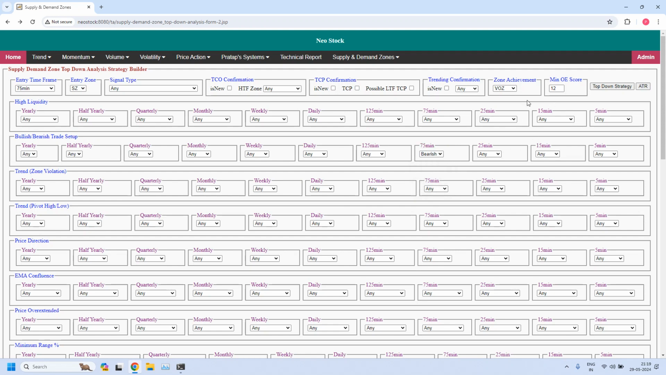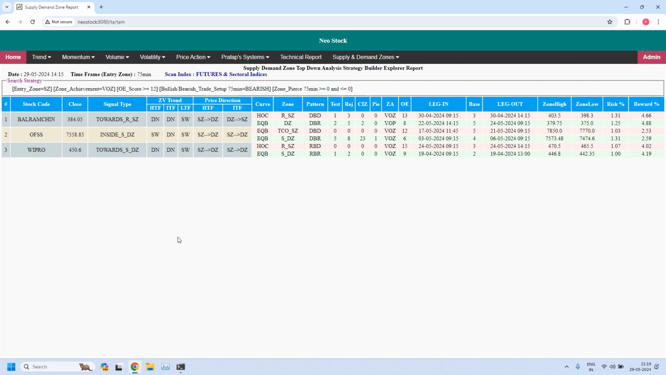Now the 3 filters that we set earlier are applied to 75 minutes supply zone. With these filters, let us generate the report. So 3 stocks are filtered and they are supporting bearish trade setup for weekly income trade. So this is about bullish and bearish trade setup for monthly and weekly income trades.